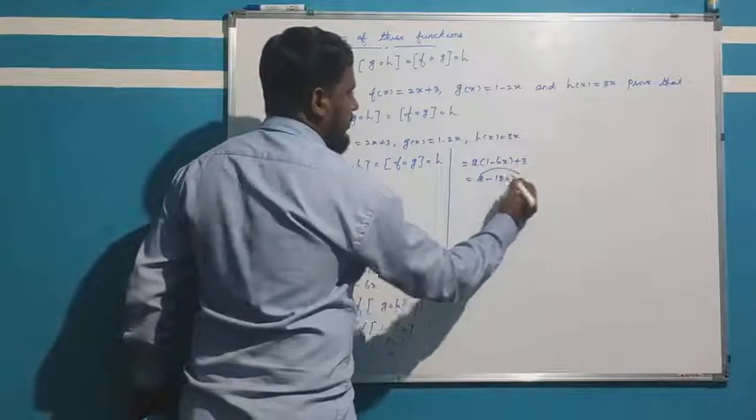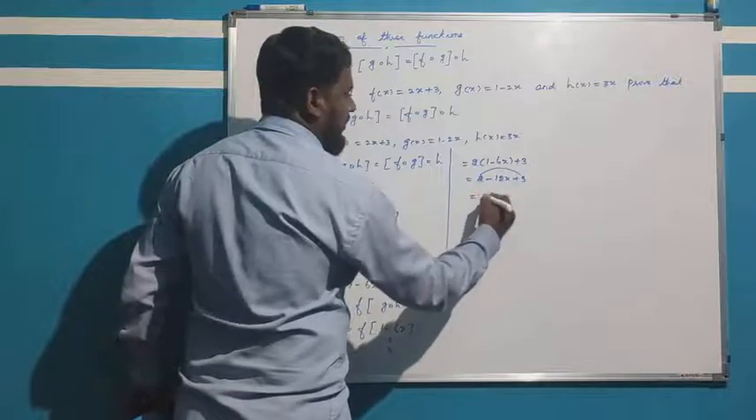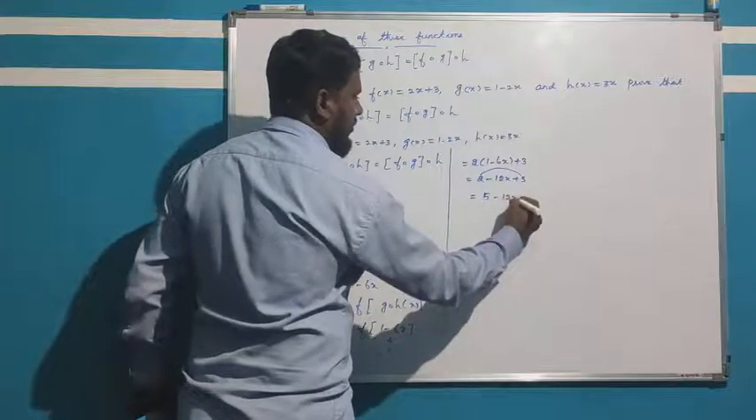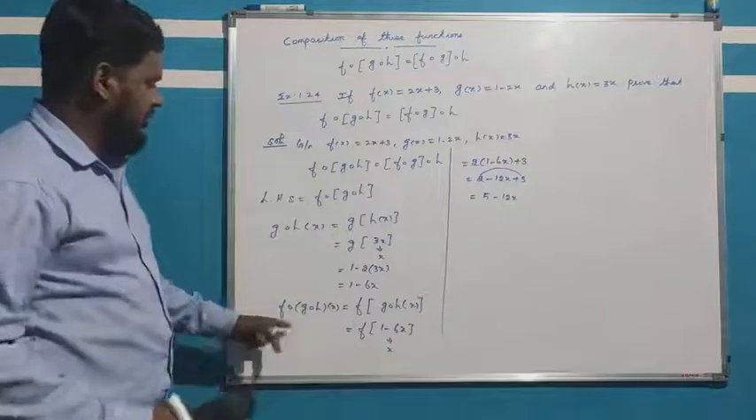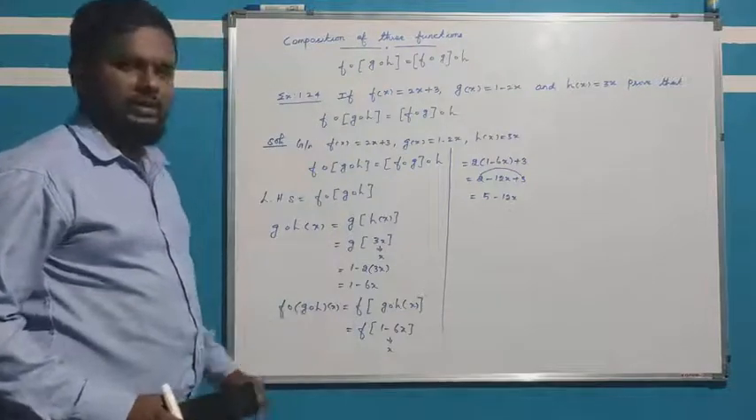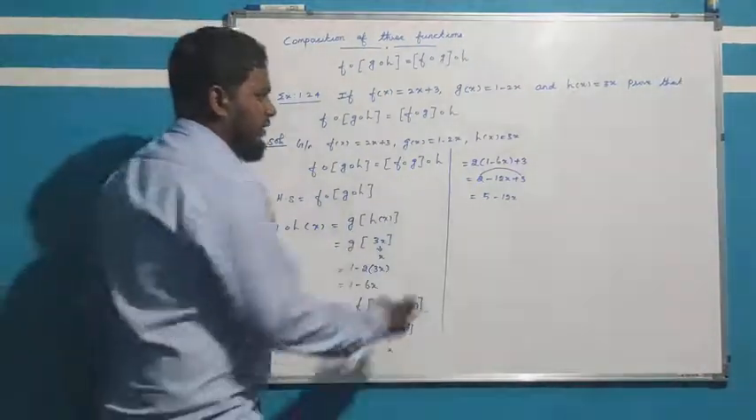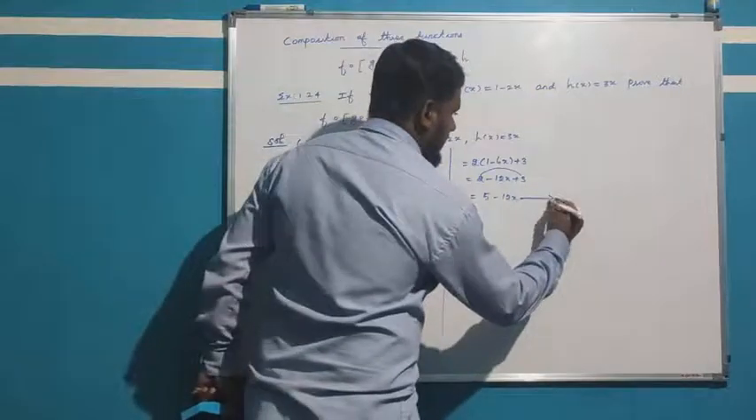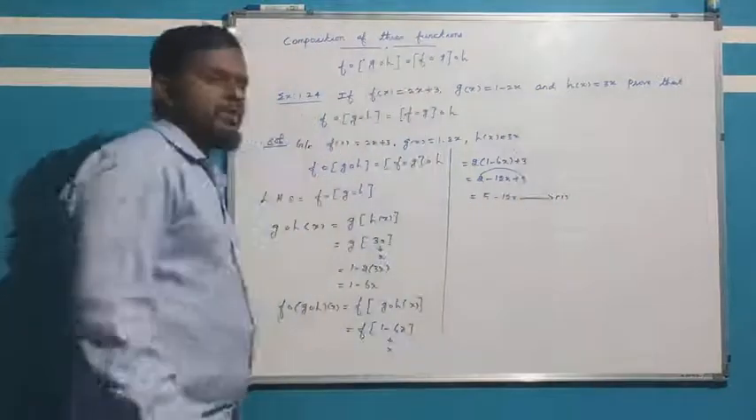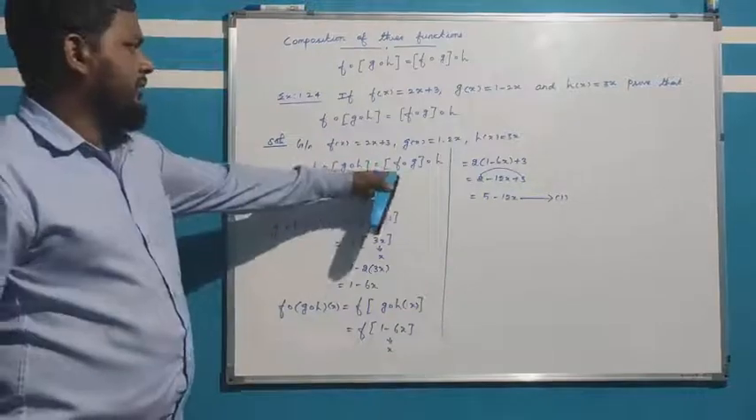Then these two we can add. So 2 plus 3 is 5, minus 12x will come. So (f composite g) composite h of x will be 5 minus 12x. This we consider equation number 1. Then after that we can take the RHS.